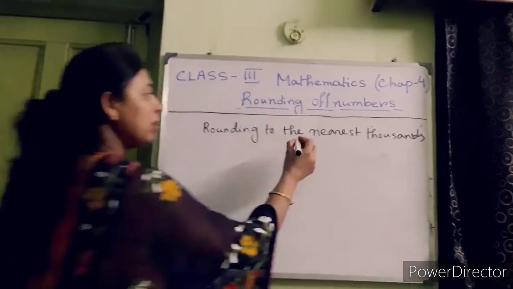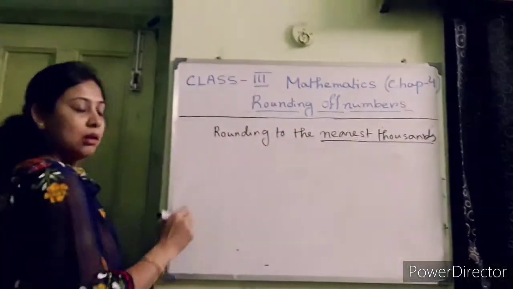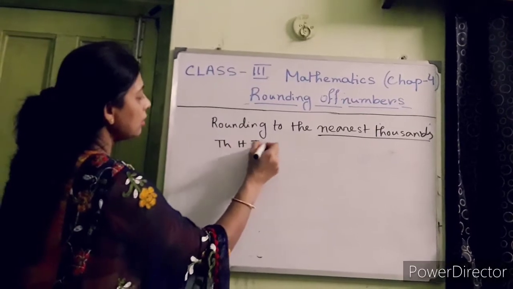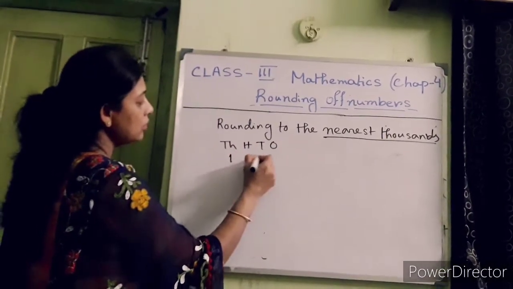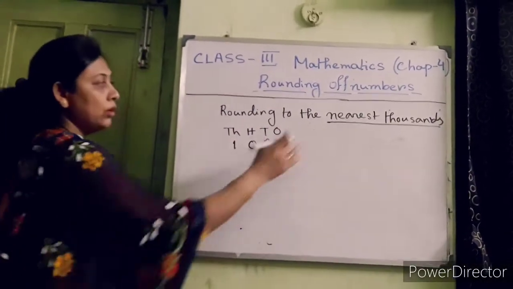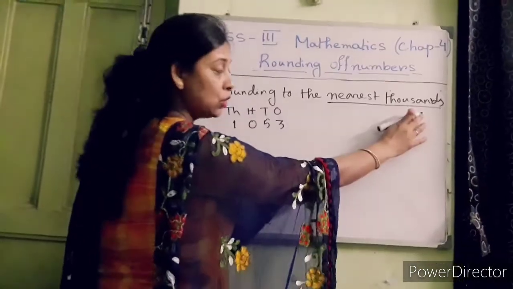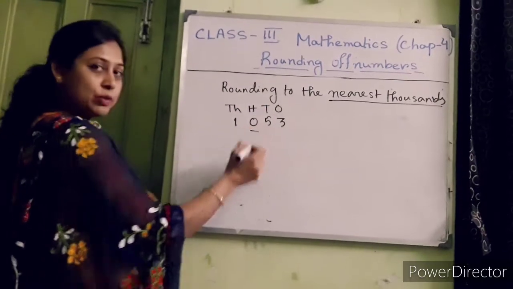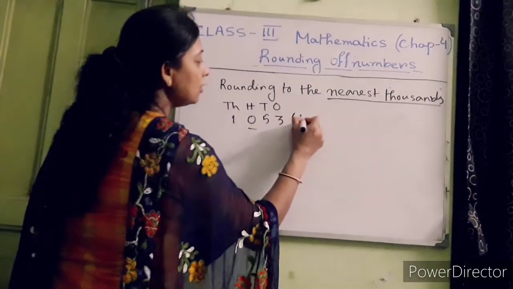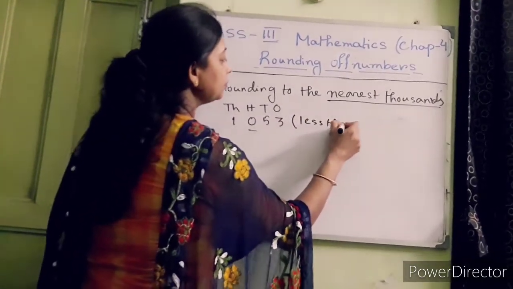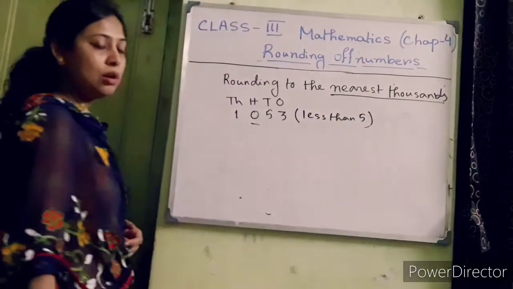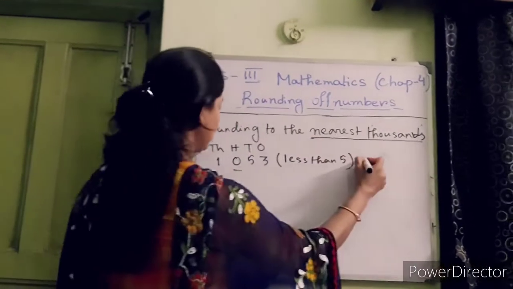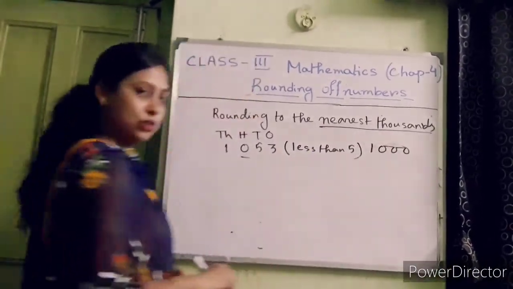For rounding to the nearest 1000, I am taking a number: 1053. Rounding to the nearest 1000, you have to observe which digit is present in the 100 place. Here 0 is present in the 100 place. It is less than 5. So according to the rule, you have to put 0 in the 100, tens and 1 place. So your answer will be 1000.